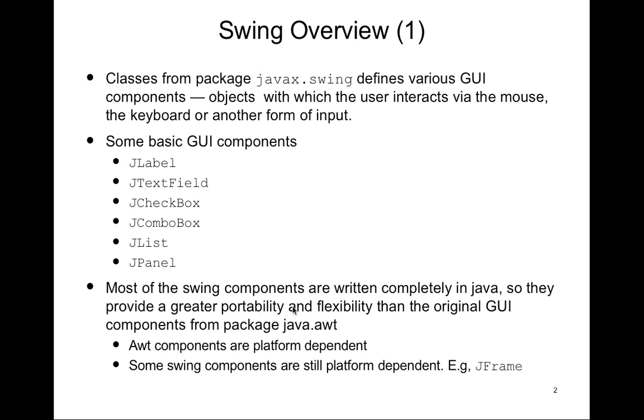Most of the Swing components are written completely in Java, so they have a greater portability and flexibility than the original GUI components that were written in the package of java.awt. So a long time ago when people created Java, the first version of Java didn't have this thing called Swing. Instead they had AWT. AWT was a package written primarily in C++ actually, or C.